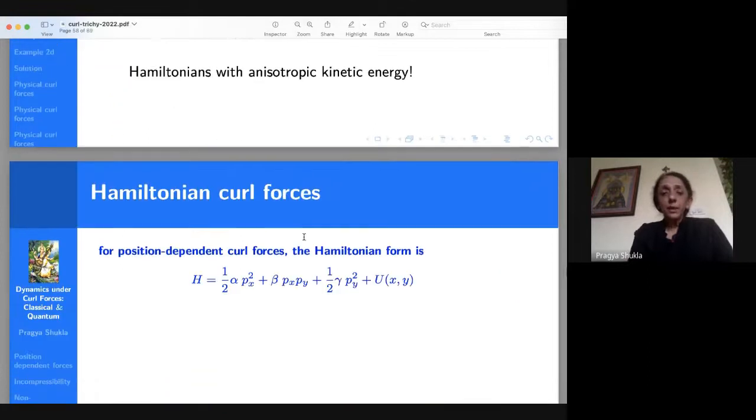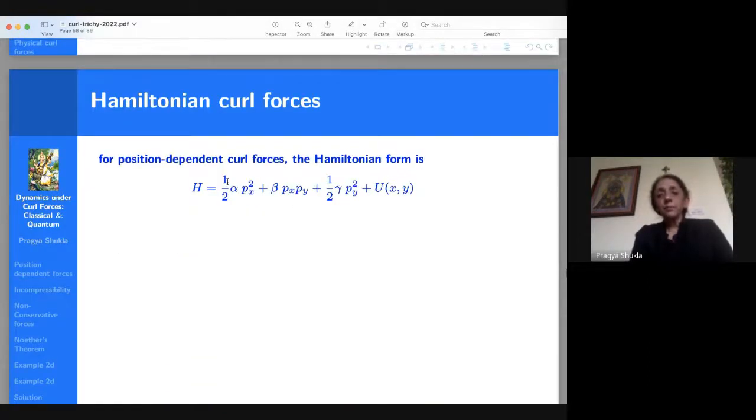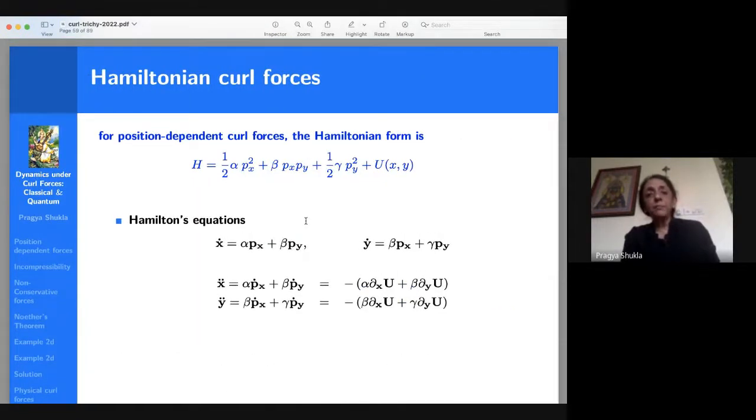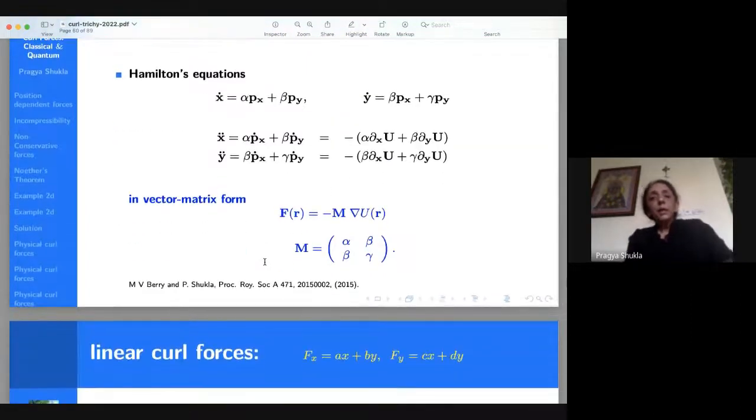It so turns out that we can find at least one case where it is possible: a Hamiltonian with anisotropic kinetic energy of this form, not the standard ones. You don't come across these usually. But let me go very quickly because I'm running out of time. You can do the same Hamiltonian equation business, and if you write down Hamilton's equation in this case, you will find x dot, y dot, because this is the equation.